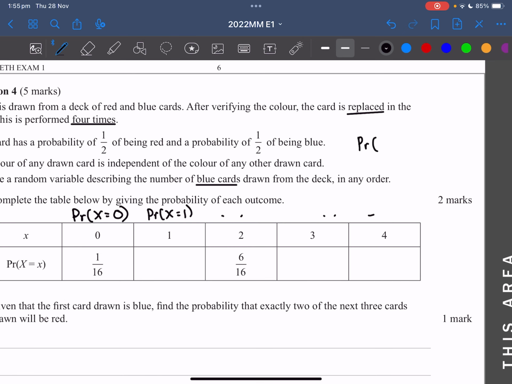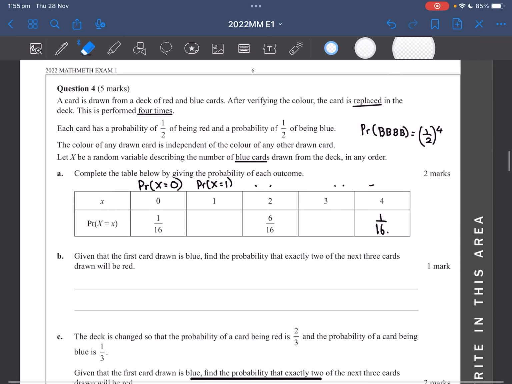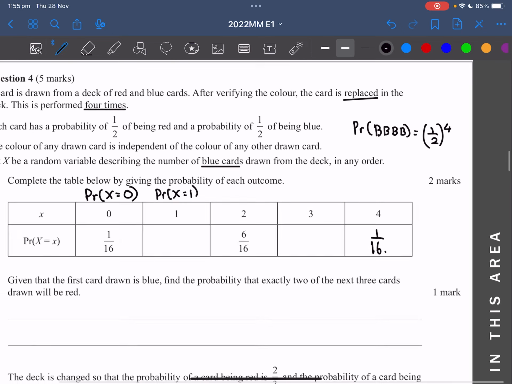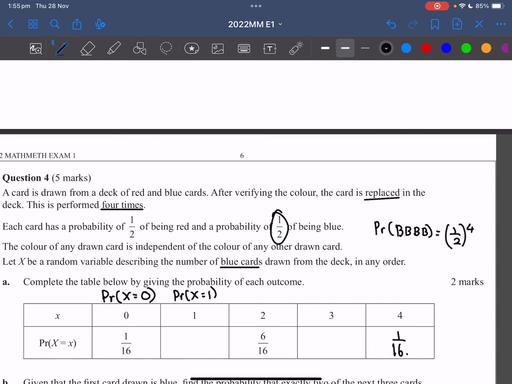The probability of it being blue, blue, blue, and blue is just 1 on 2 to the power of 4, right? So we'll have 1 on 16. Now we'll have to find the probability that X equals 3 and X equals 1, which should be the same. The reason being the probabilities are the same.